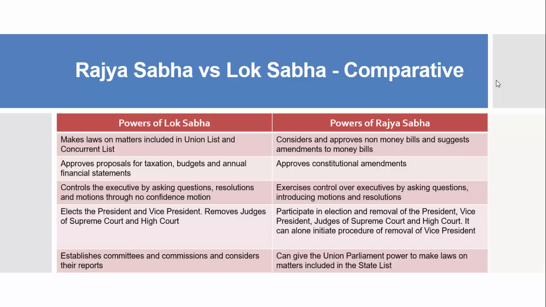Lok Sabha establishes committees and commissions and considers their reports. Rajya Sabha can give the Union Parliament power to make laws on matters included in the state list. We know that Rajya Sabha represents the states. All the members of the Rajya Sabha are indirectly elected by the members of the legislative assemblies. So only Rajya Sabha can make laws on matters included in the state list.